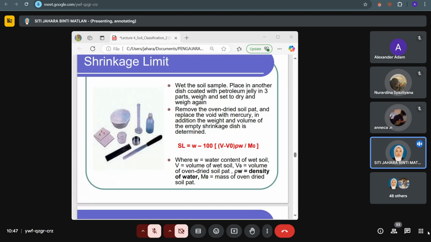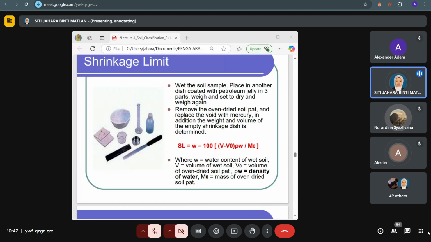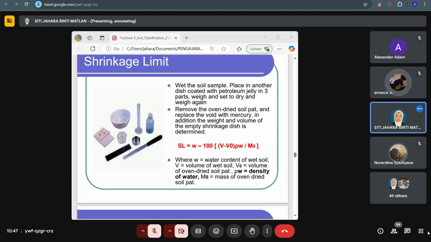Okay, the sample we have divided into 3 parts, and then we wet it and weigh it. So allow it to dry, usually in the oven, and wet again. That is the basic procedure to prepare the soil sample. And then in terms of volume measurement, once dried, remove the soil pad and fill the void left in the dish with mercury to determine the volume of the dry soil pad, and then lastly determine the initial wet volume and the mass of the dry soil.